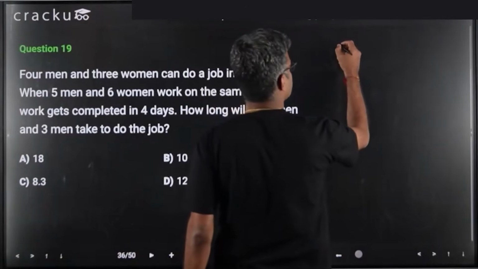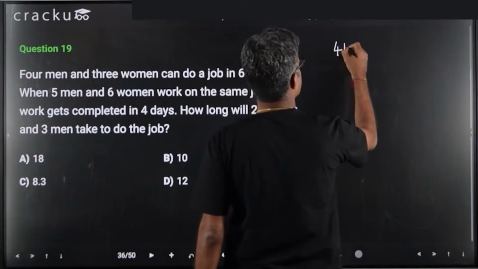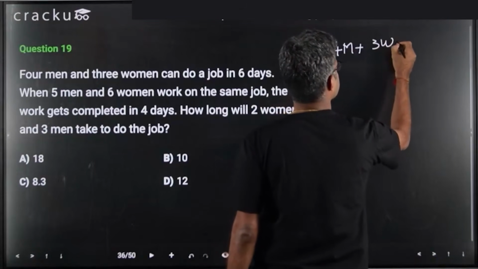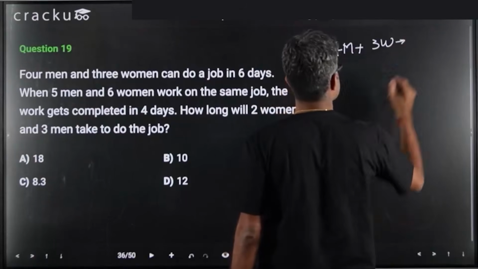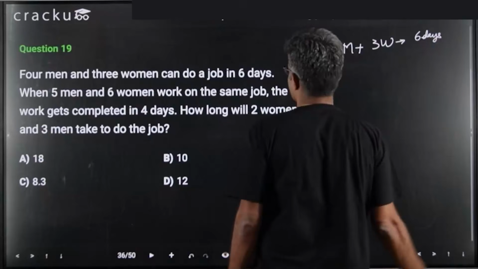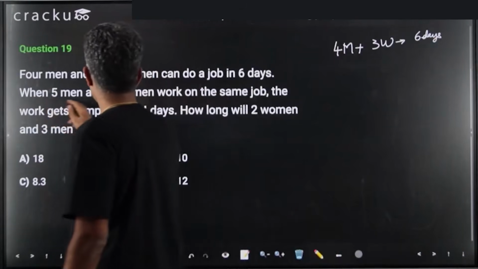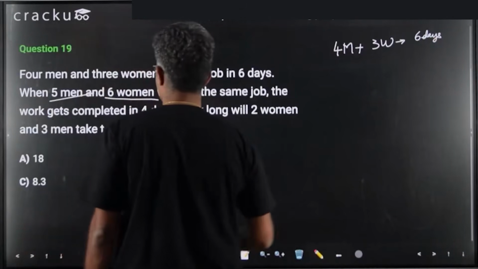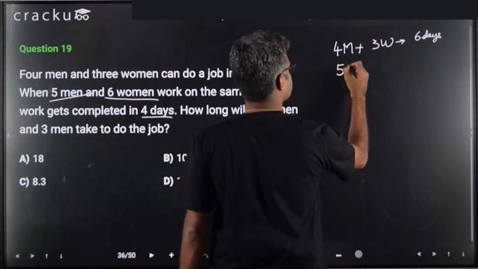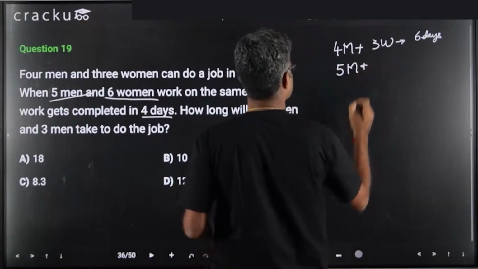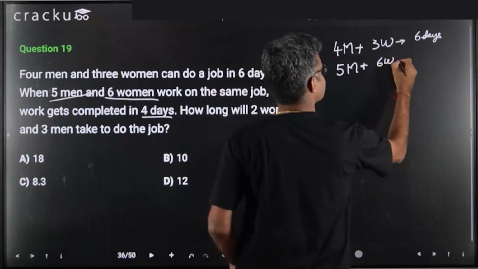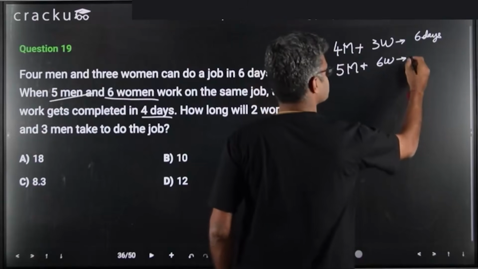So let us assume that 4 men and 3 women, they finish a task in how many days? In 6 days. And 5 men and 6 women finish the same job in 4 days. So 5 men and 6 women finish the same task in how many days? And they finish it in 4 days.